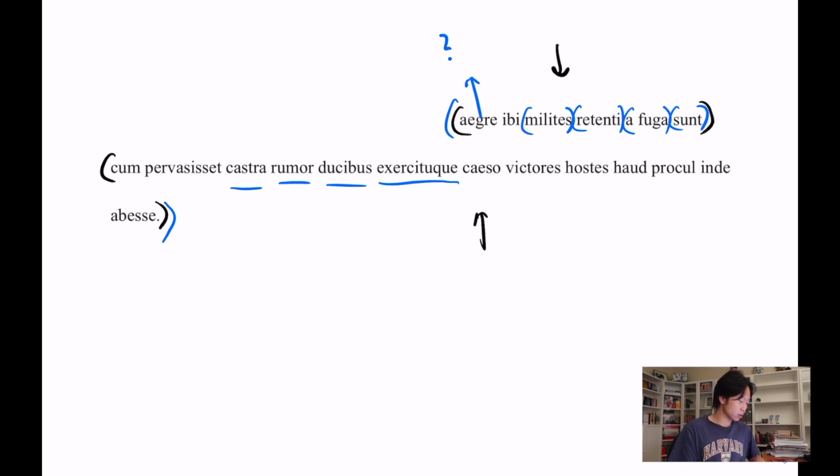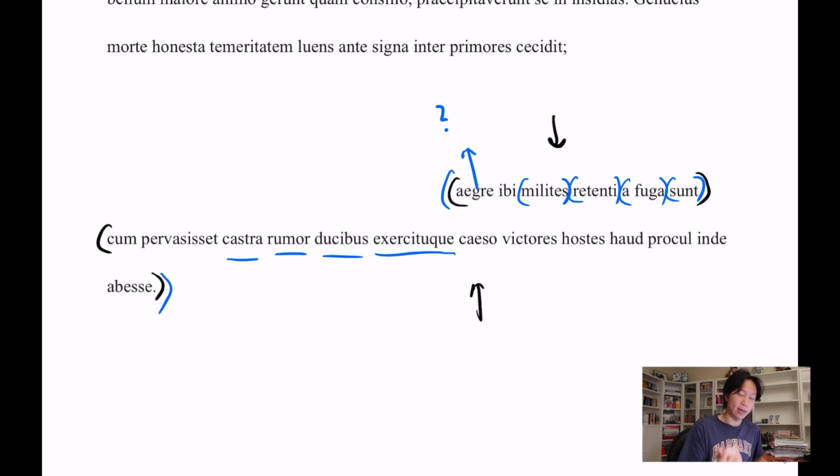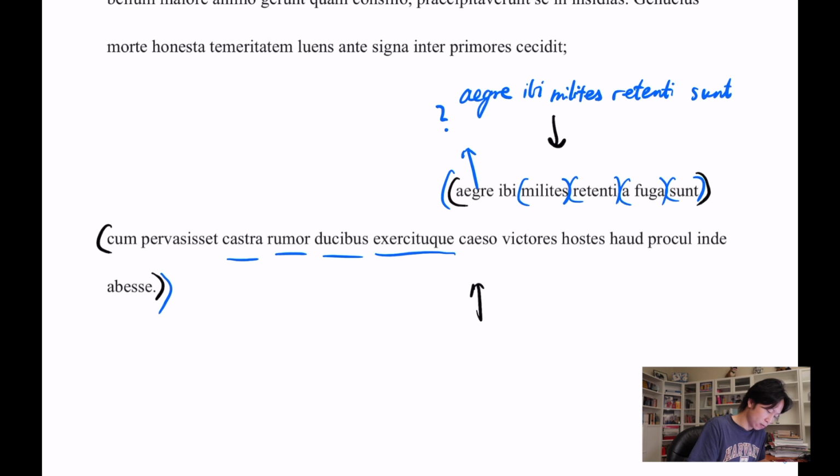Okay, so next, moving on to the second part of the sentence. Actually, I think with the first one, let's try and rearrange it into an English translation, English sentence structure. So it might look something like this. So agre, we'll leave that last, we'll jump to the dictionary later. And then ibi milites as a subject, retenti sunt a fuga.